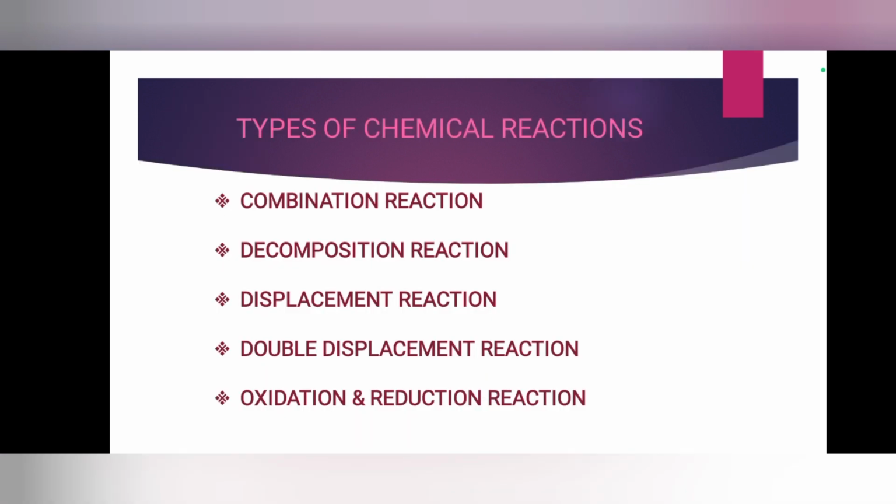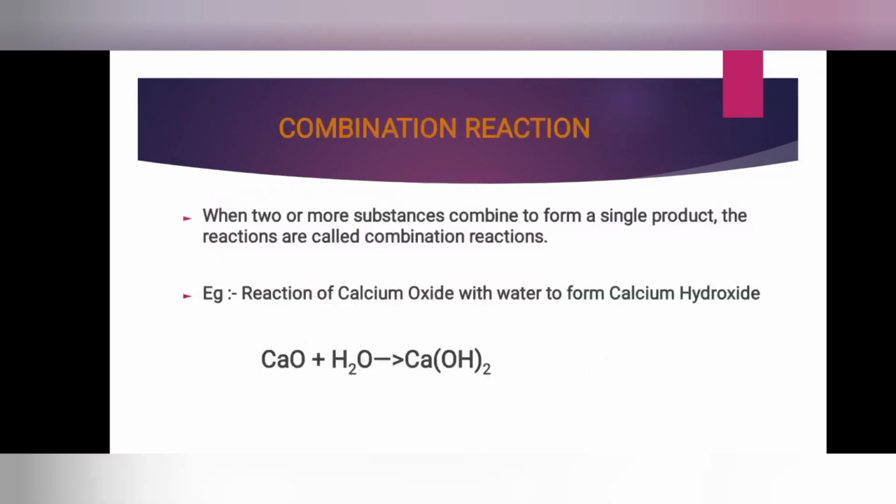There are different types of chemical reactions: combination reaction, decomposition reaction, displacement reaction, double displacement reaction, oxidation and reduction reaction, which is also known as redox reactions. Let us learn this one by one. First reaction is combination reaction.